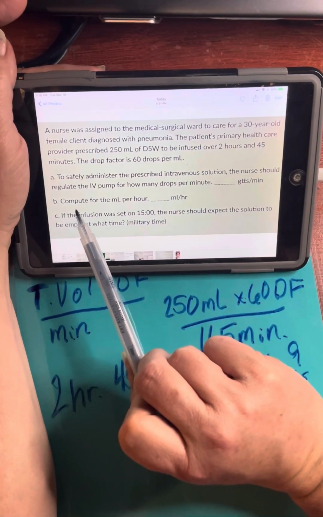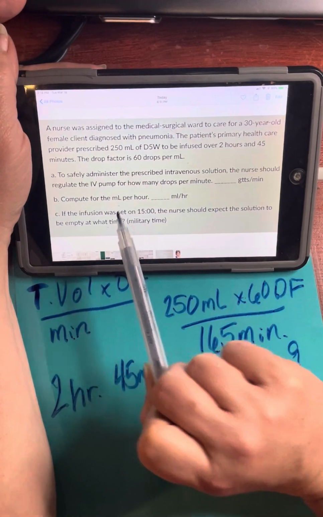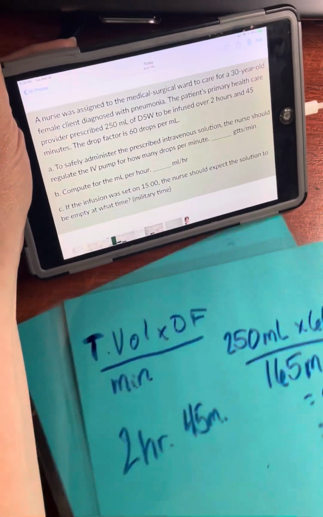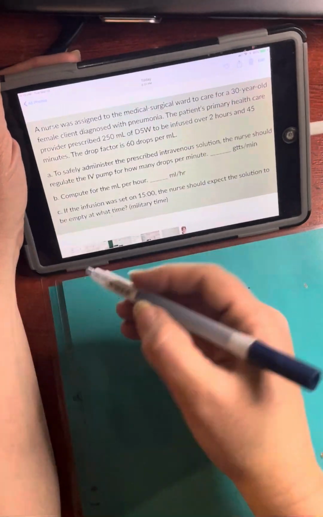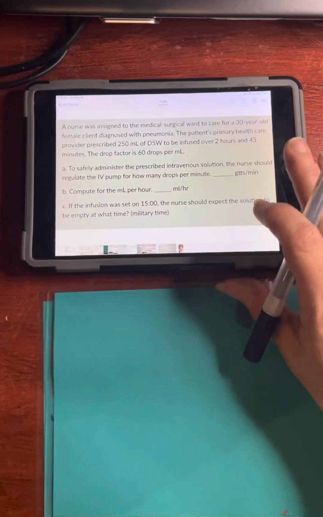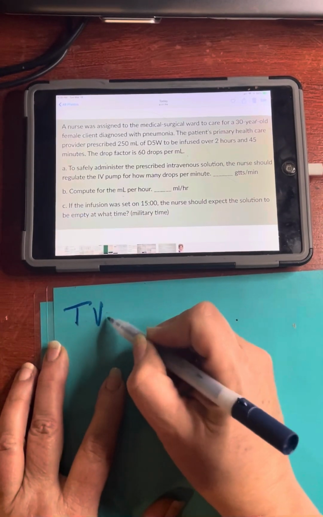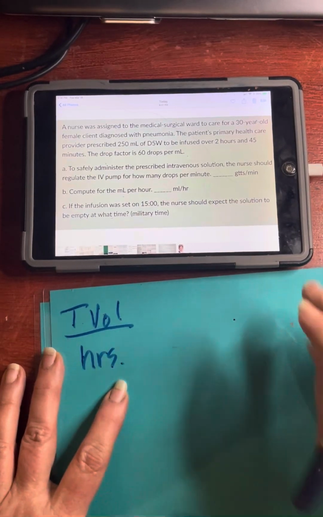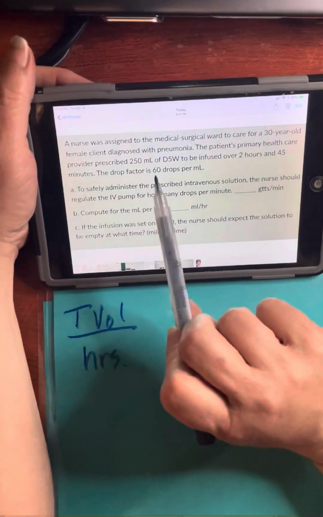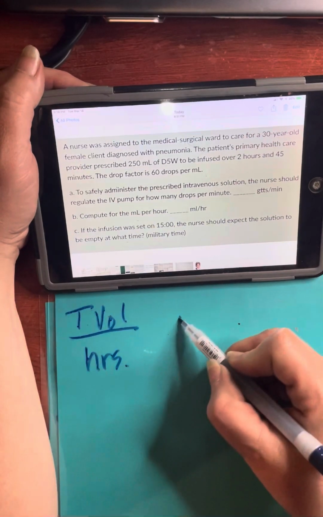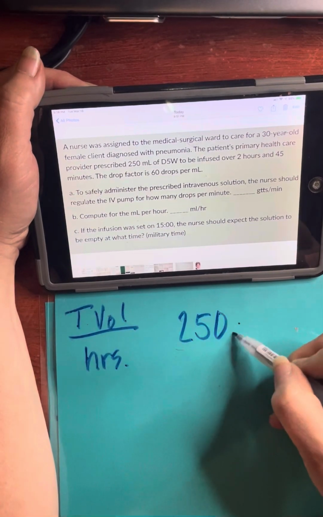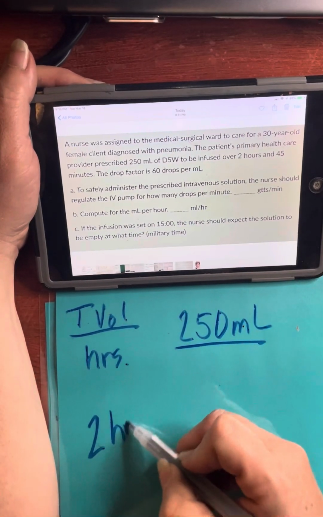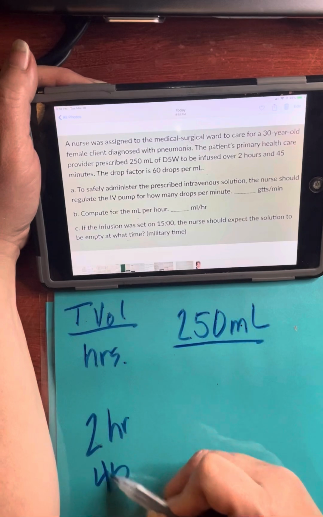Now the second one says complete for milliliters an hour, okay? So milliliters an hour is the total volume divided by the time in hours. Okay? So let's go back up here, and it says, what's our total volume? 250 milliliters. And what is our time? 2 hours and 45 minutes.